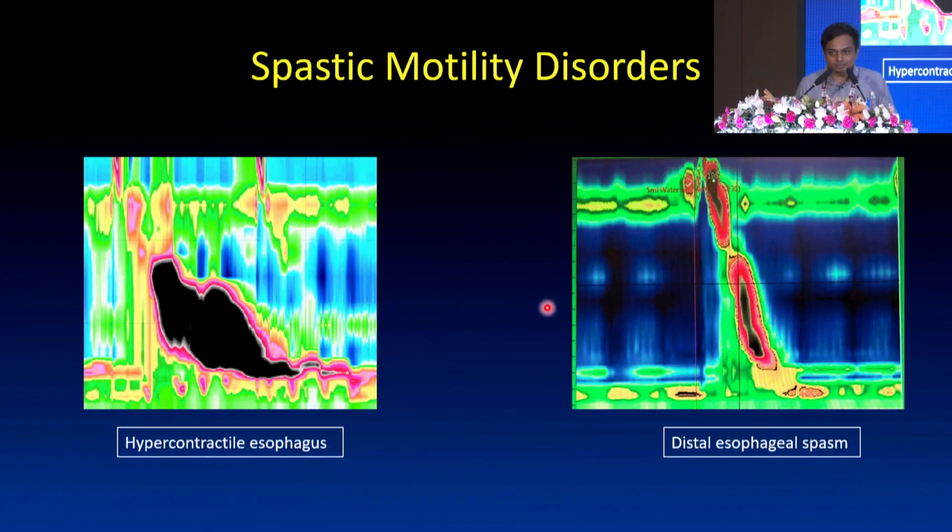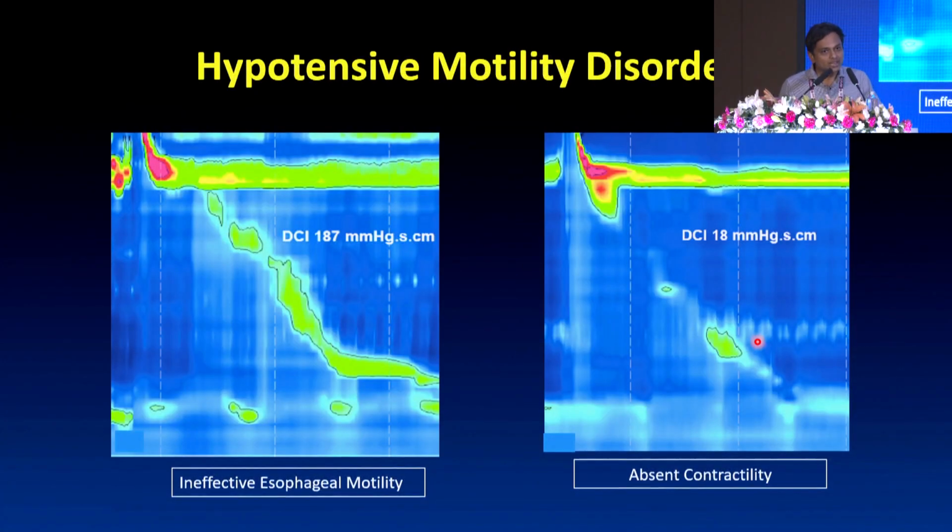You have spastic motility disorders like hypercontractile esophagus, where you see it's contracting very, very vigorously. You see a dense color over there. This is high DCI. Or you have a premature contraction, as we discussed, which is distal spasm. You can also have hypotensive motility disorders, where the contraction is very feeble, like ineffective esophageal motility or absent contractility.